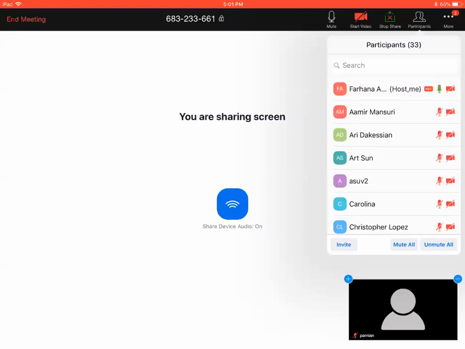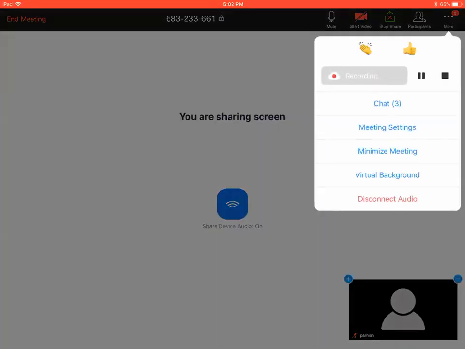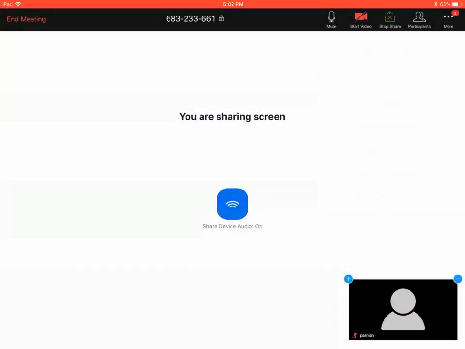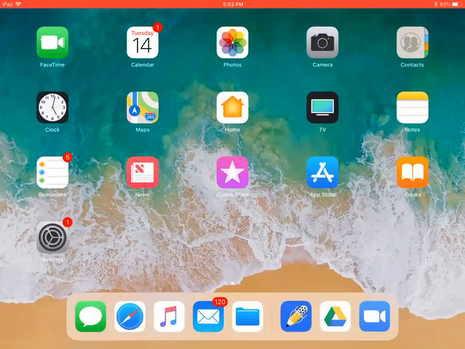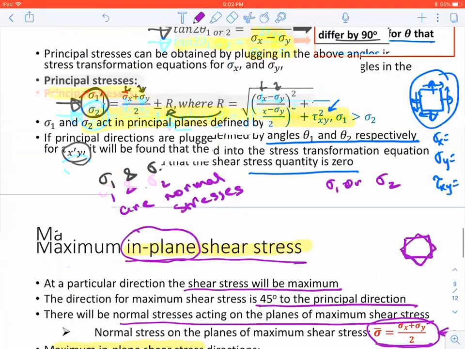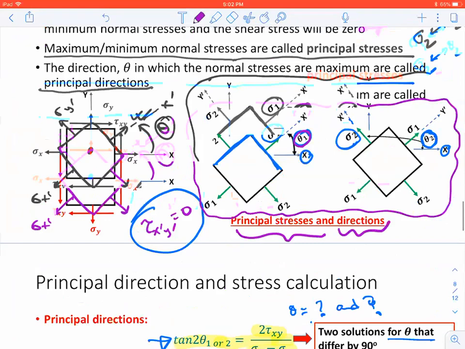Anybody else? So this is going to get clearer when we'll be doing worksheet number 11, I believe. Everybody's good? All right. So having said that, this concludes our stress transformation equations. These are solving using equations.